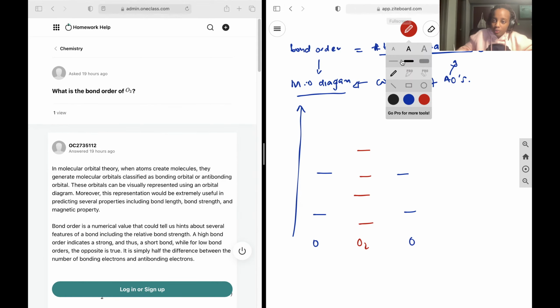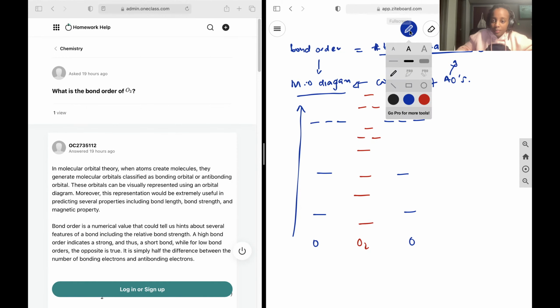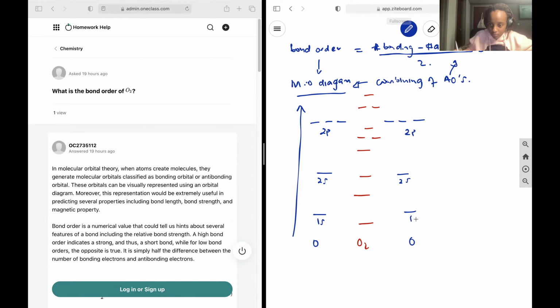And then lastly, we have the 2p. And this is where we get the out of plane combinations. And so we're going to have 2 here, and 1, and 2. Let's label them. Let's label the molecular ones too.